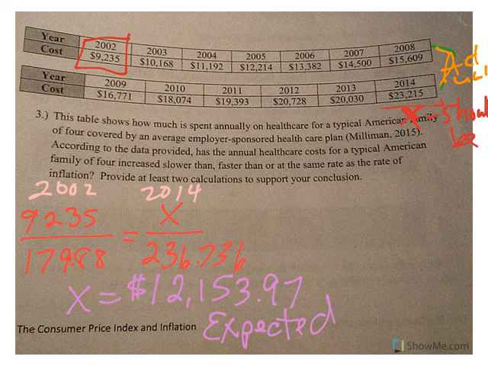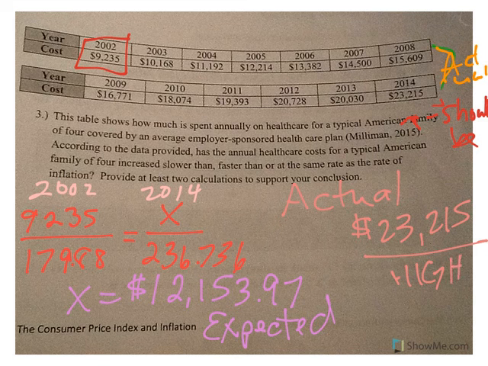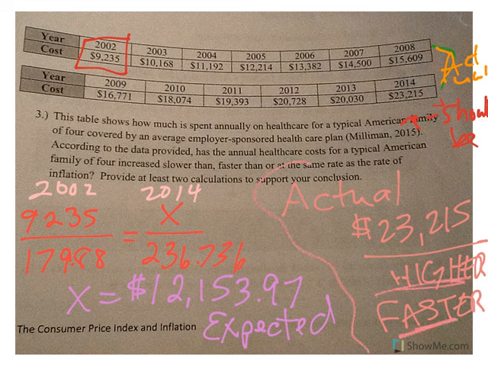Now, if we cover up what it actually is, the actual is 23,215. So because the actual is higher than the expected, that means it grew faster. If the actual is higher, it grew faster, and that should make sense because if it grew at the same rate as inflation, it would be 12,000, but it grew faster than that because it's higher.